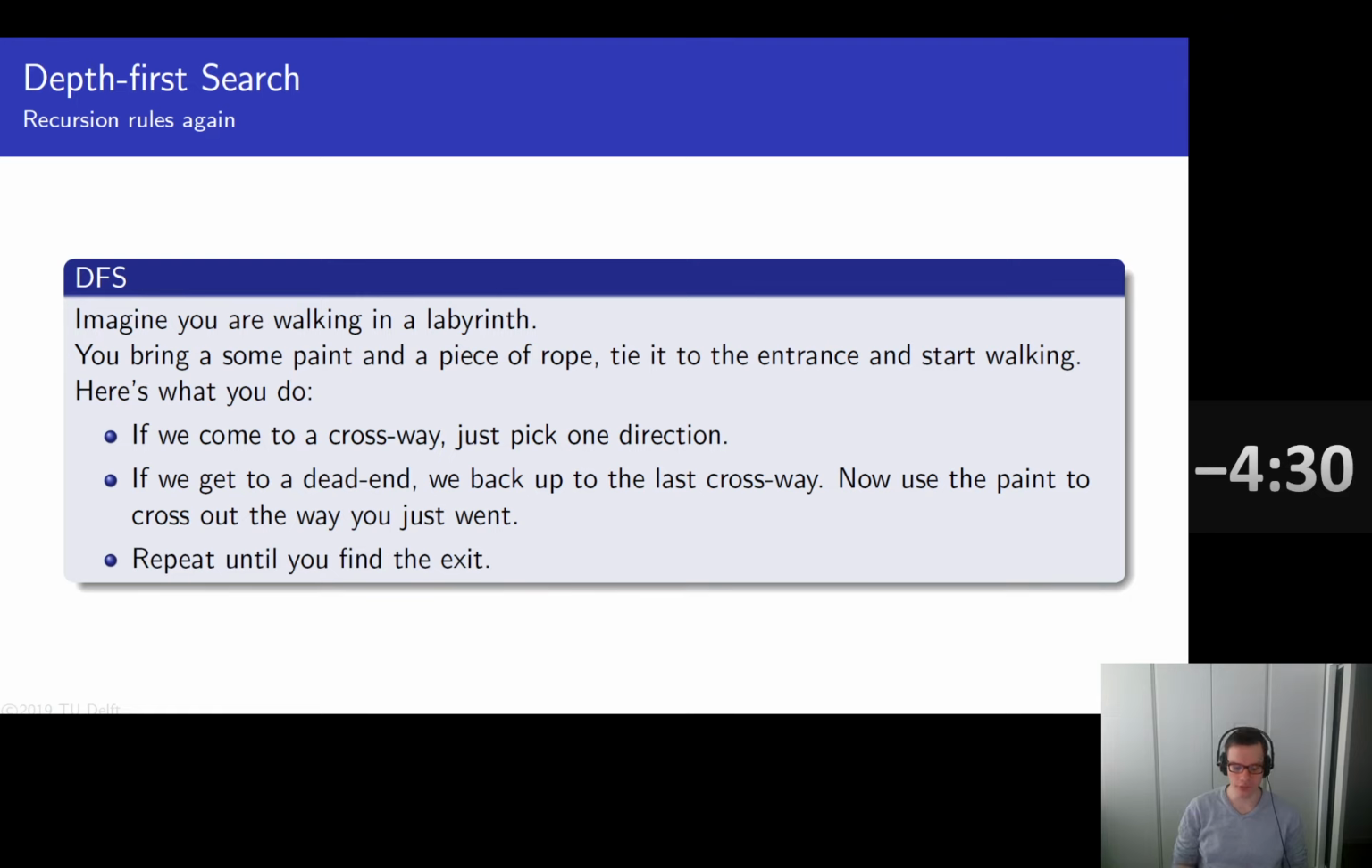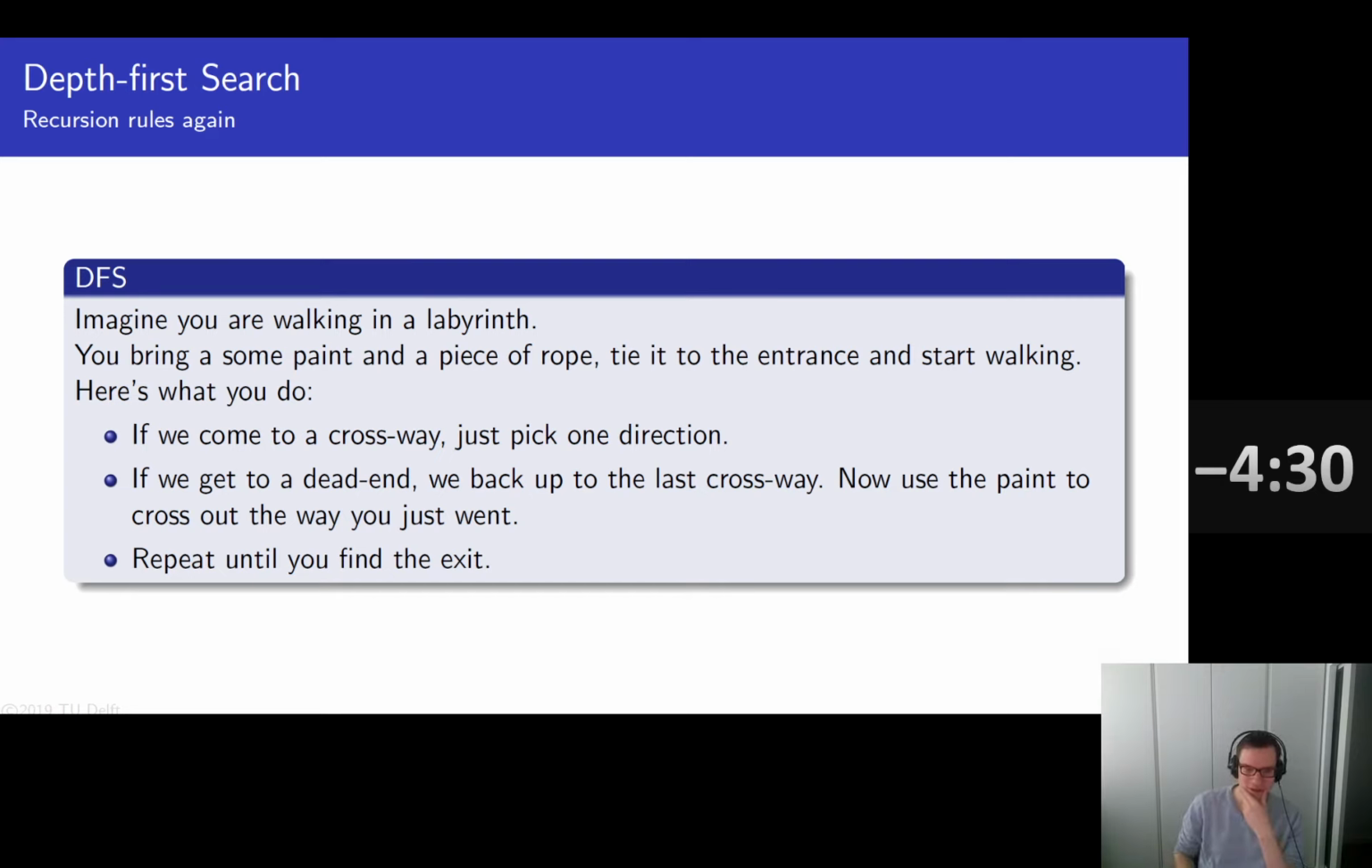And if we do this repeatedly, then we are guaranteed to find the exit. It might require a lot of walking because we might have to discover every other dead end first. But with just our paint and a piece of rope, we can solve this maze. If ever you find yourself stuck in a corn maze, see if you can use this too. Now that's the idea of depth-first search.